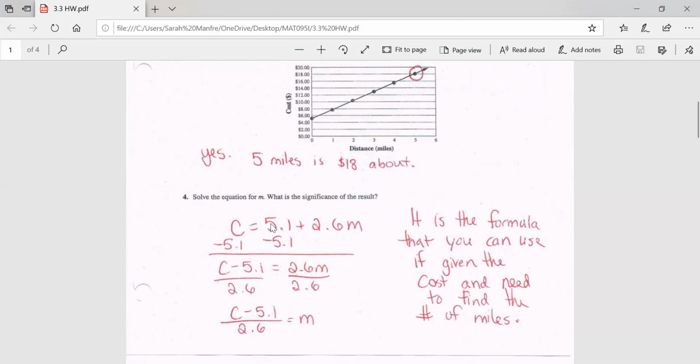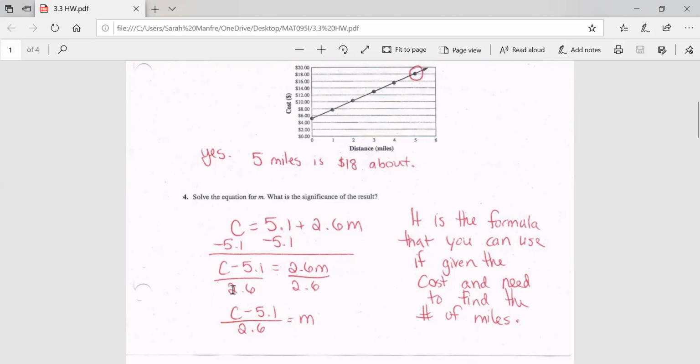To do that, we have to first get rid of the 5.1, so subtract 5.1 from both sides. Notice C and 5.1 are not like terms. So when you write it, it's just C take away 5.1 equals 2.6M. How is the 2.6 attached to M? Multiplication. So we're going to divide both sides by 2.6.